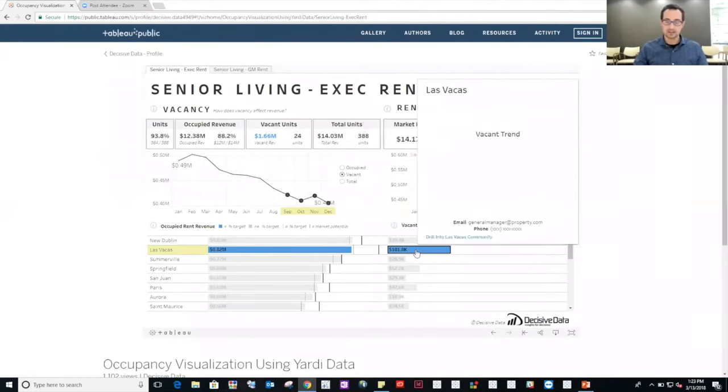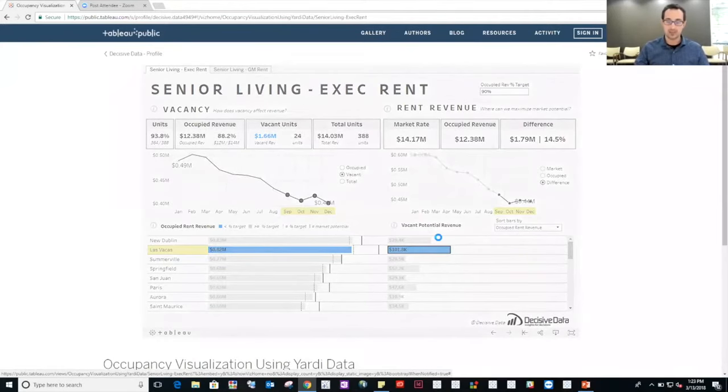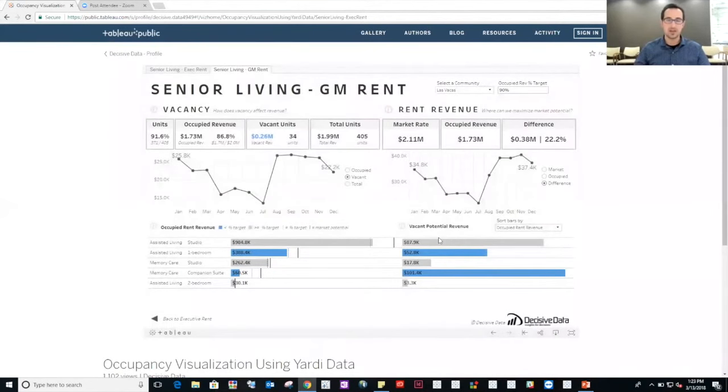If Patty were to select this bar, we can see in the hover over, she not only gets a high level metric overview of what's happening at the Las Vacas community, but she can also click this link which says drill into Las Vacas community. And by selecting that, Patty is actually taken to a completely new dashboard. And what we'll see is that Patty can dig into more specifics around where revenue opportunity might exist at the community and gain more specific information that someone like Tessa might not be interested in seeing.